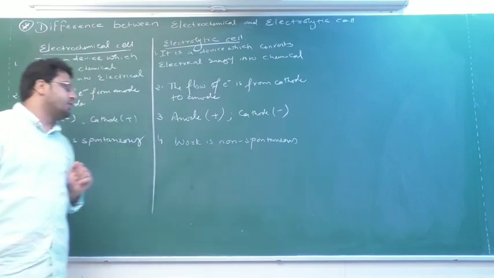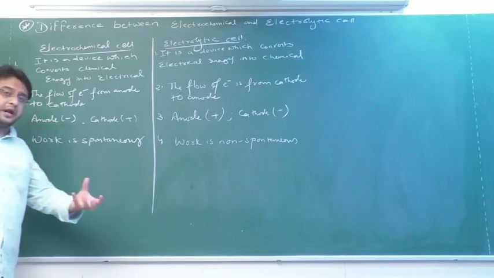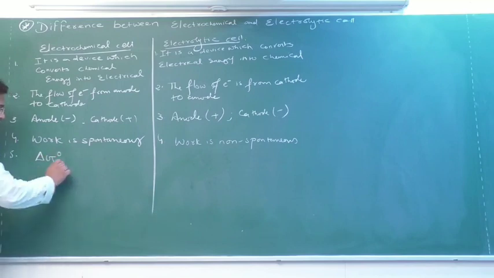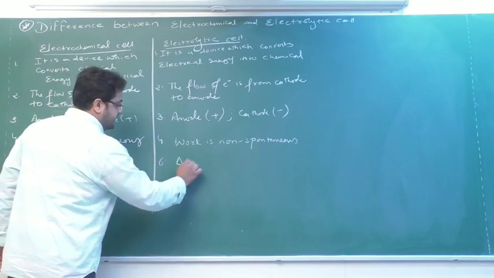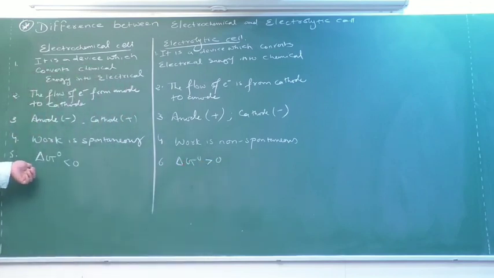Fifth, as you have studied in thermodynamics, if work is spontaneous, then delta G, the Gibbs free energy, will be less than 0. So here the free energy will be greater than 0. This you have studied in standard 11 thermodynamics.